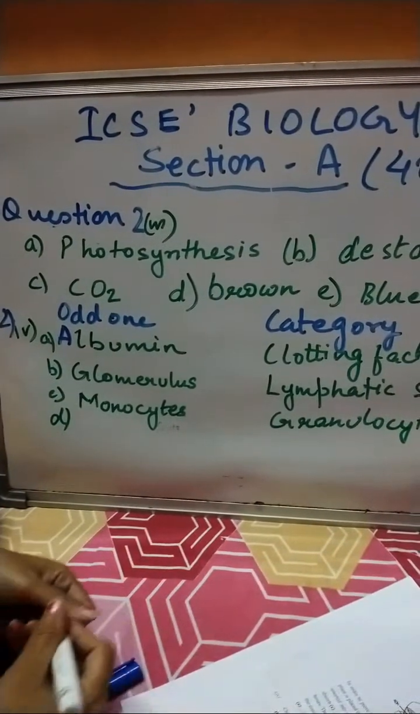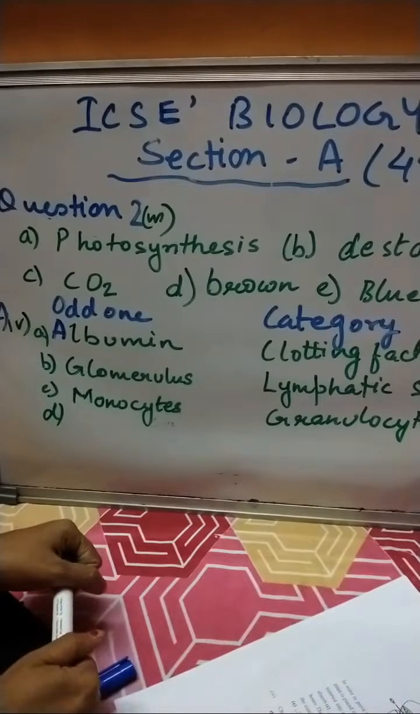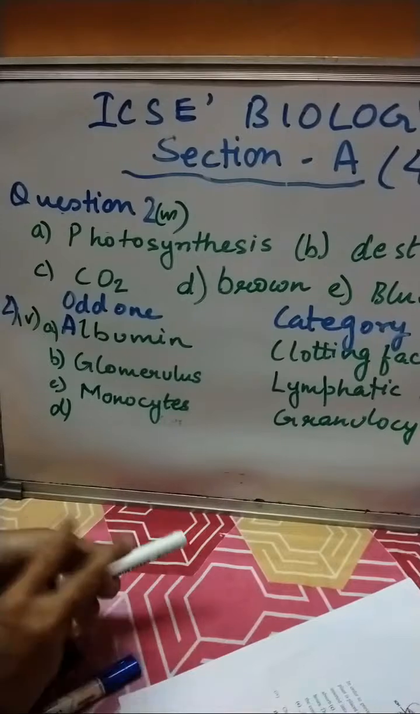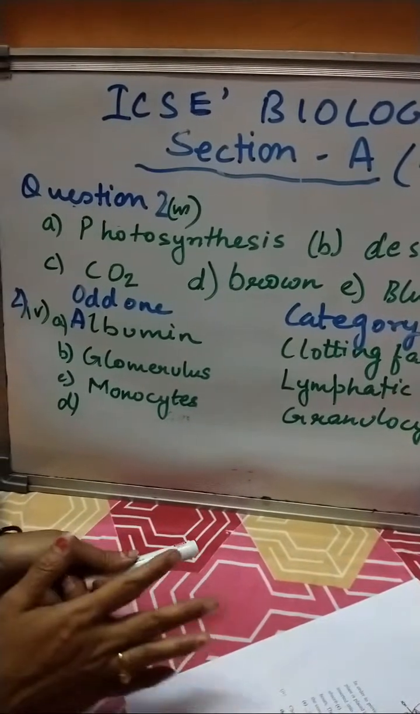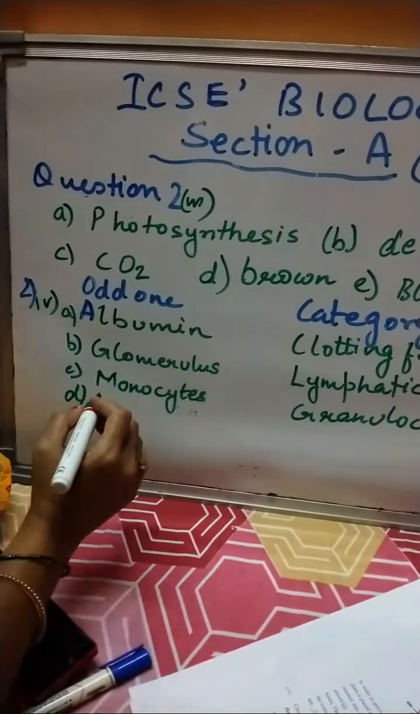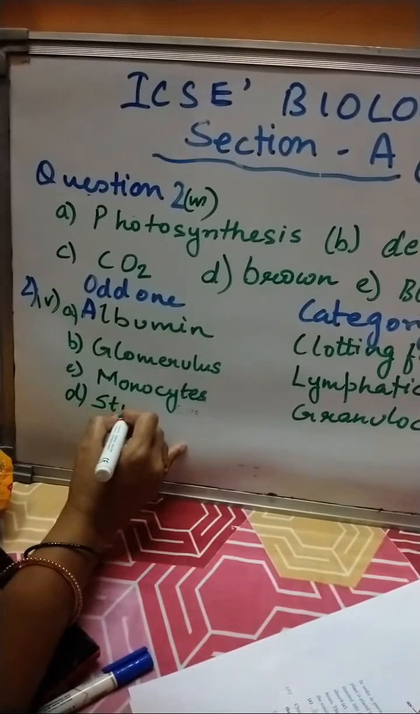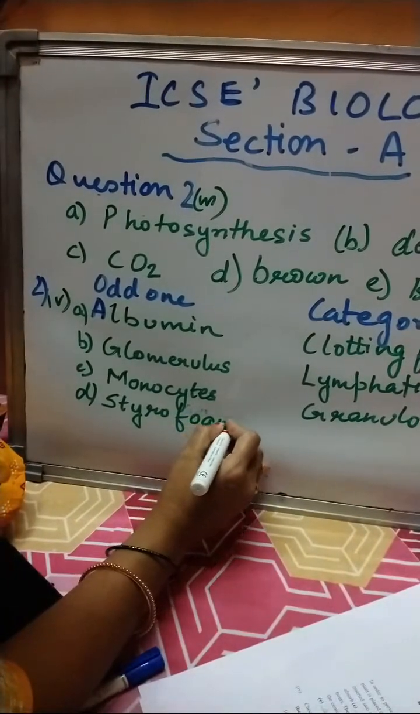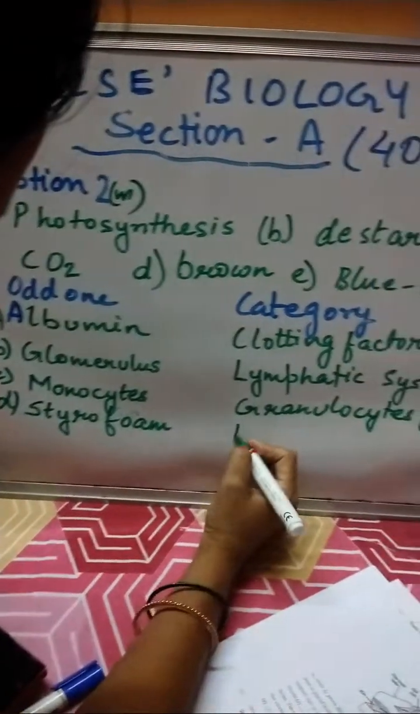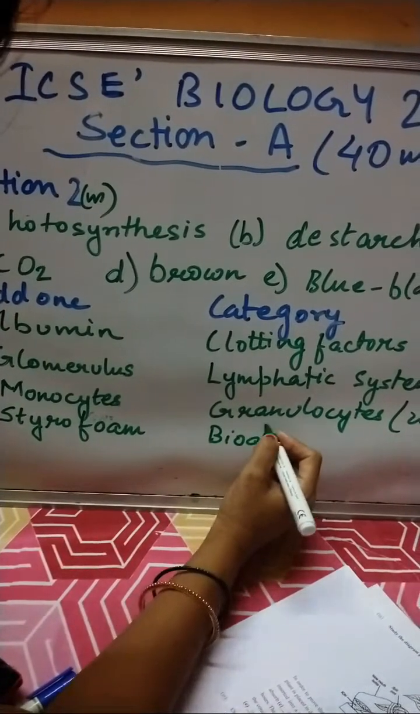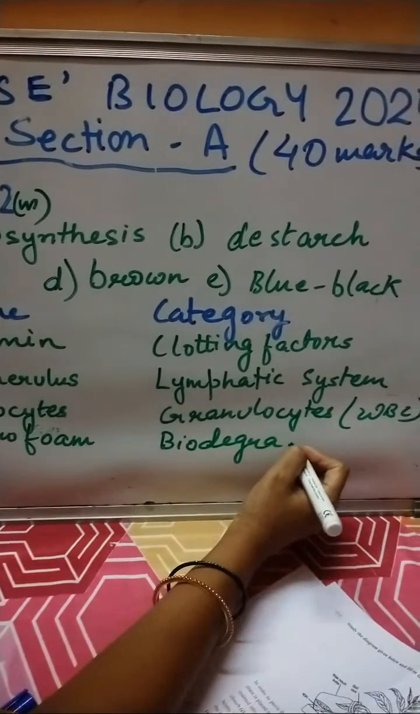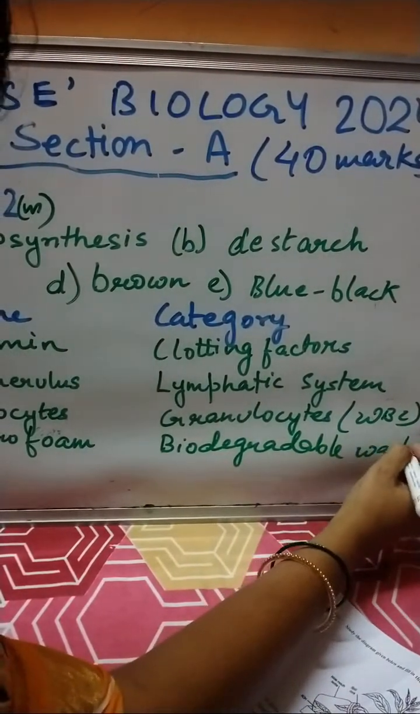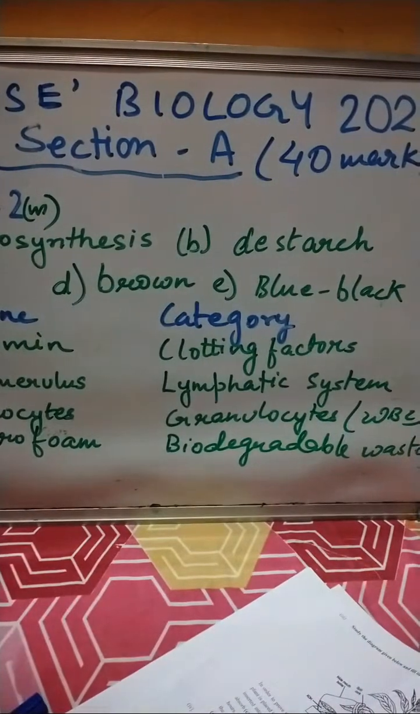The question is leaves, styrofoam, grass, cow dung. Now leaves, grass, cow dung are biodegradable waste, whereas styrofoam is non-biodegradable. So the odd one will be styrofoam and the others are biodegradable waste.